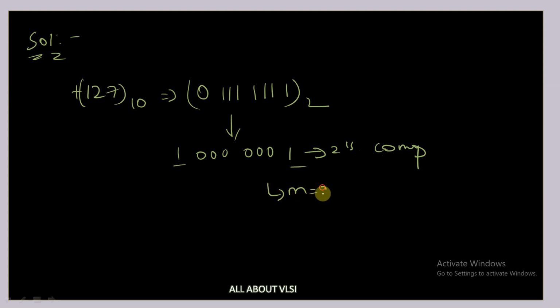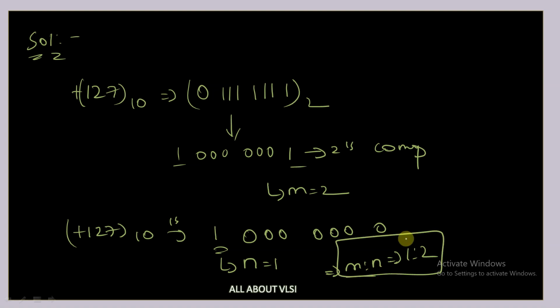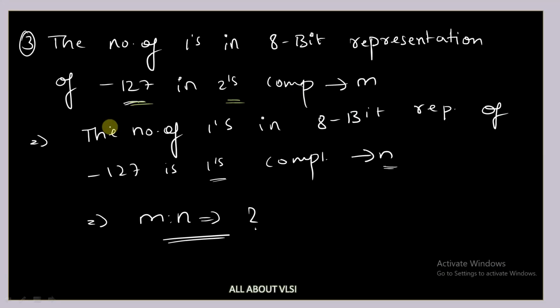So here m is equal to 2. And plus 127 in 1's complement form is nothing but 1 followed by 0000000. Okay, so here the value of n is equal to 1. So m is to n is nothing but 2 is to 1. Okay, is this clear for everyone?